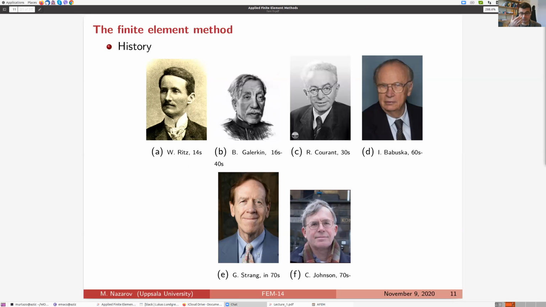It can also be applied to ordinary differential equations, but there are many applications which are difficult and important. They are in partial differential equations. So the method was first invented, maybe it was earlier than Ritz, but it was published in a paper by Ritz.